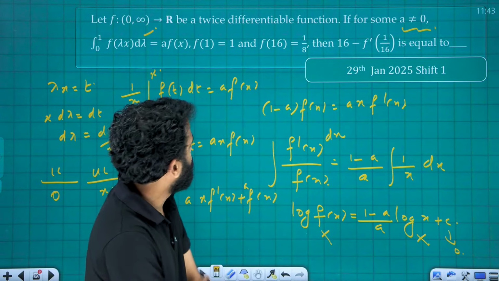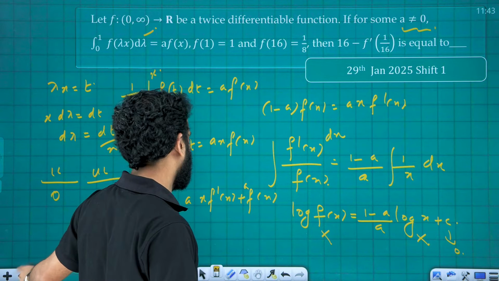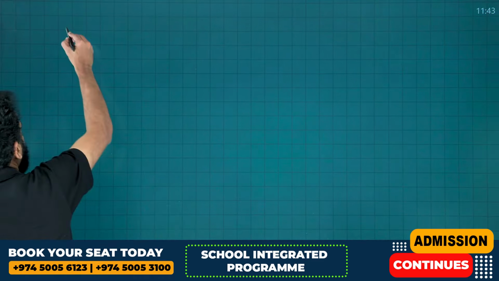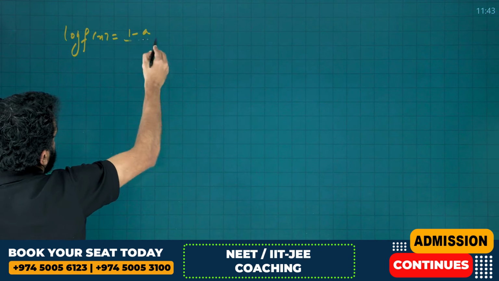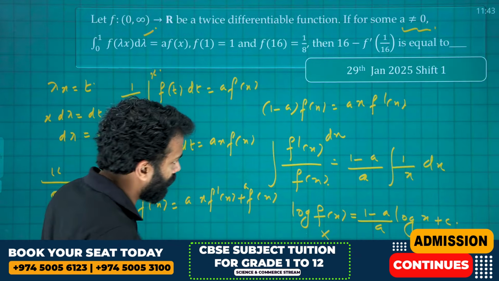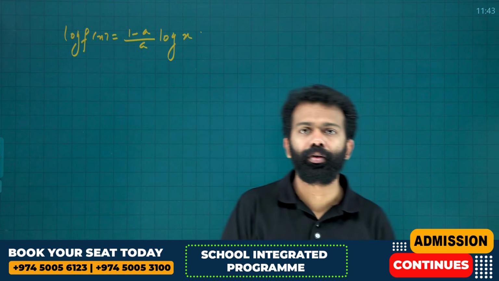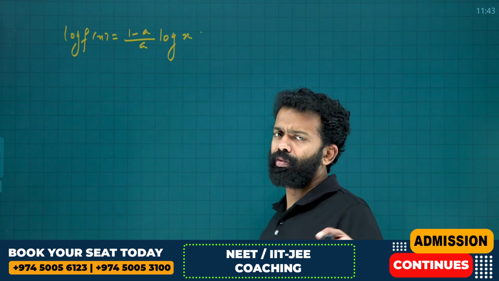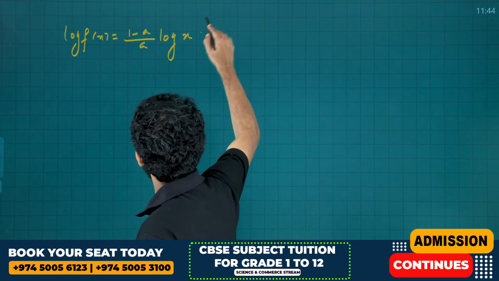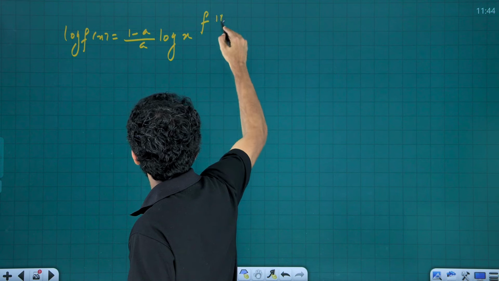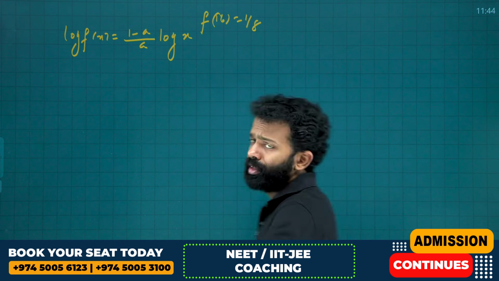And f of 16 is equal to 1 by 8. That we need to formulate from here. Moving on to the next one, log f of x is equal to 1 minus a by a into log x. We need to find the value of a also, right? I think for that they have given f of 16 is equal to 1 by 8. Let's formulate from here. f of 16 is equal to 1 by 8.